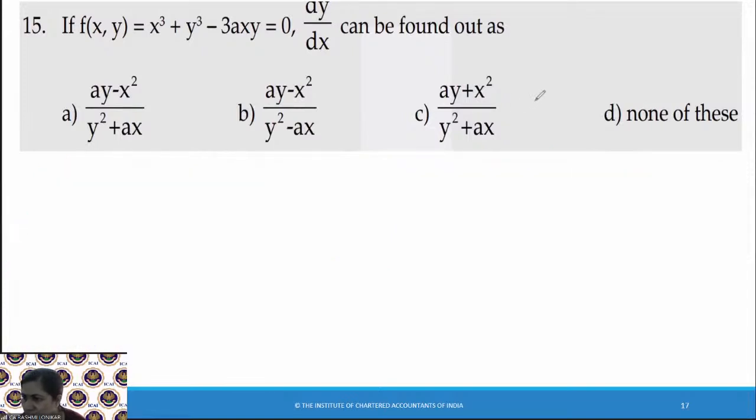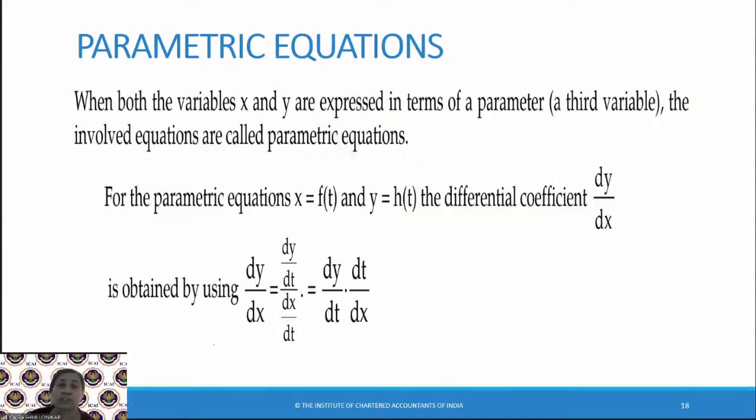So now let us go to the next sum. So, understanding what parametric equations are. Right now we have seen functions in terms of x and y, y in terms of x. Now what happens is that both y as well as x are in terms of another variable, say t.